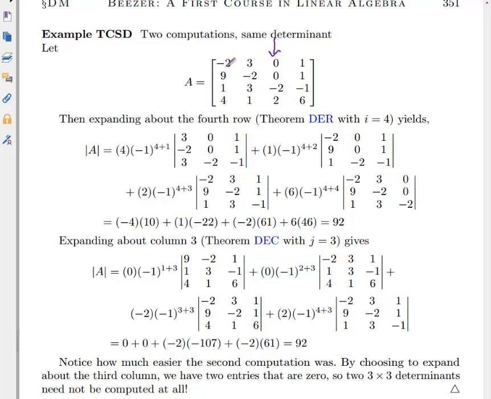Remember, if I start with 1, I have a plus. If I start with 2, it's a minus. If I start with a 3, it's a plus. Okay, so what's good about expanding around the third column? Well, look at these zeros.